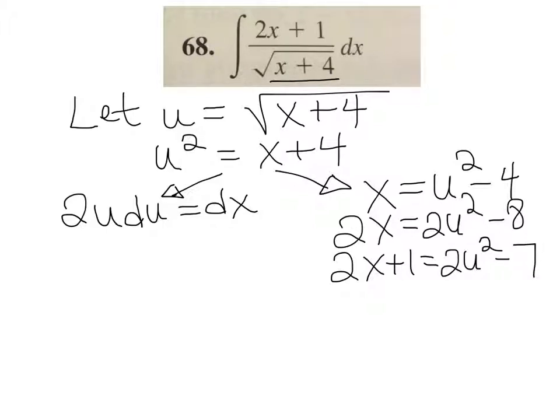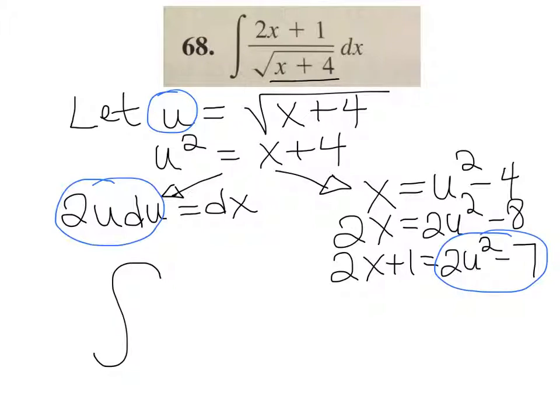So now we have a 2u du that's going to replace the dx, a 2u squared minus 7 that will replace the 2x plus 1, and a u in the denominator that will replace the square root of x plus 4. So plugging in all that subbing, we get, in terms of u, the integral of, in the numerator, 2u squared minus 7, in the denominator, u, and instead of the dx, we multiply by 2u du.